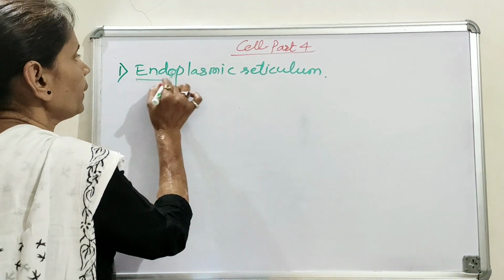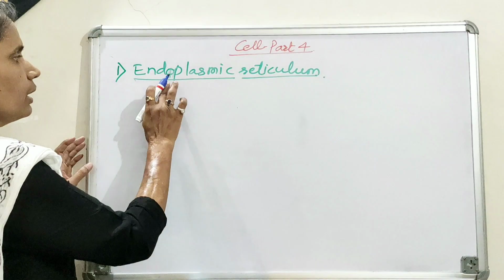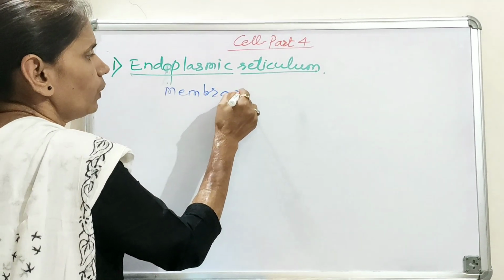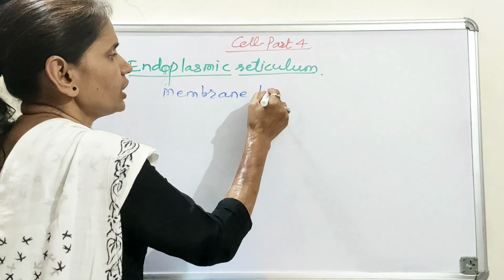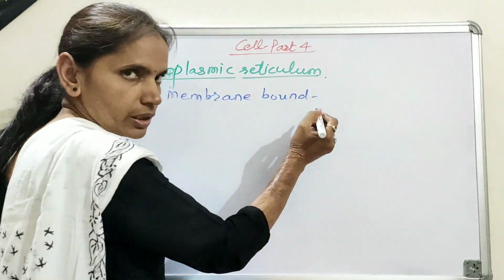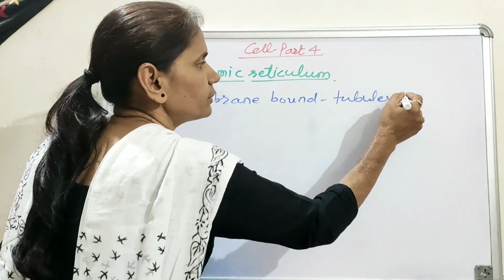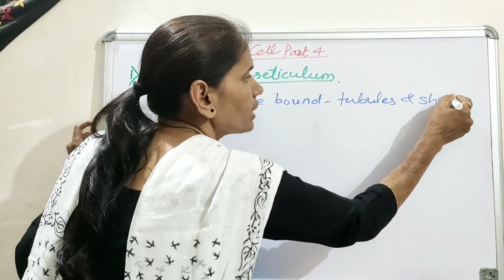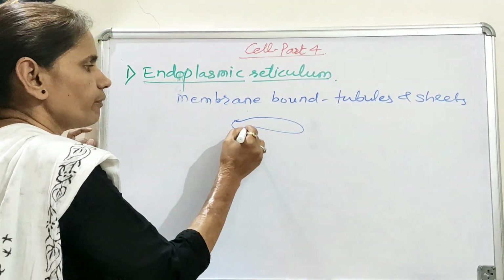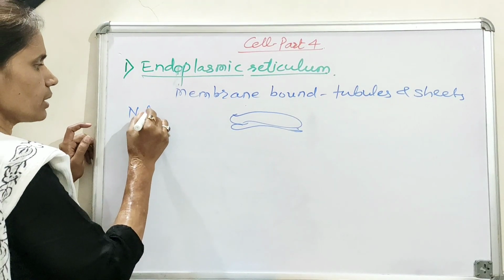Now this endoplasmic reticulum is a membrane bound structure made up of tubules and sheets. It consists of oblong bags or vesicles. It forms a network-like structure.